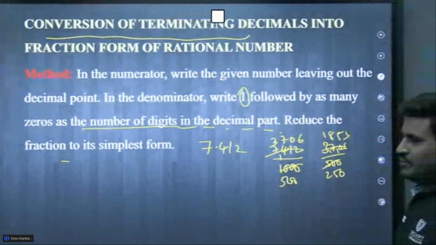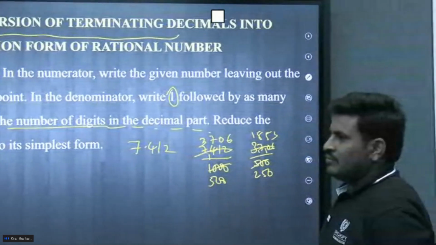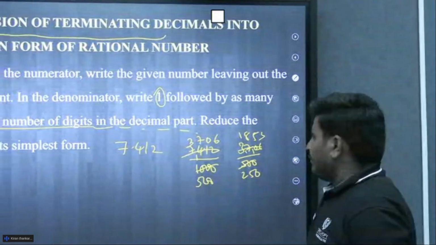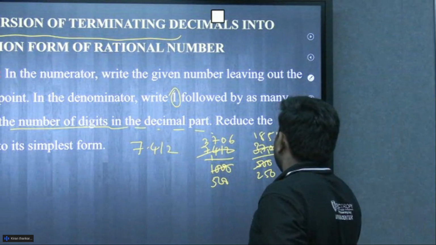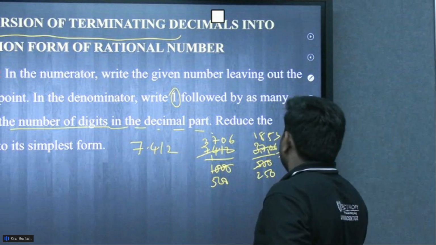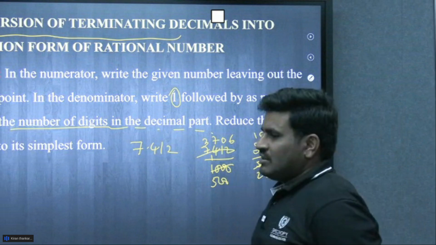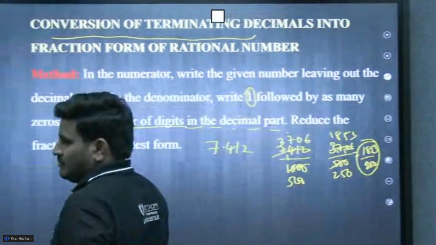After that, is it possible to simplify further? No. So the simplest form is 1853 by 250. So it is the final answer.